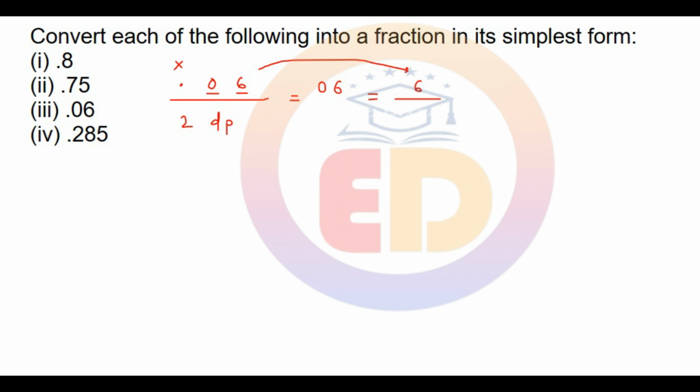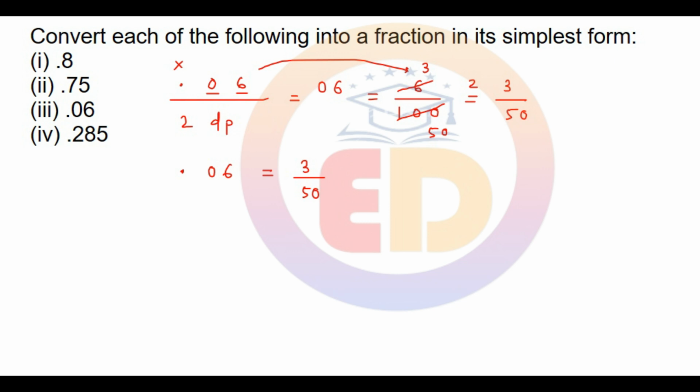And in the denominator, first I will write 1. It has 2 decimal places, so I'll place 2 zeros after 1. It becomes 6 upon 100. Now both 6 and 100 are divisible by 2. Let's divide them by 2. 6 divided by 2 is 3. 100 divided by 2 is 50. It will become 3 upon 50. So 0.06 becomes 3 upon 50.